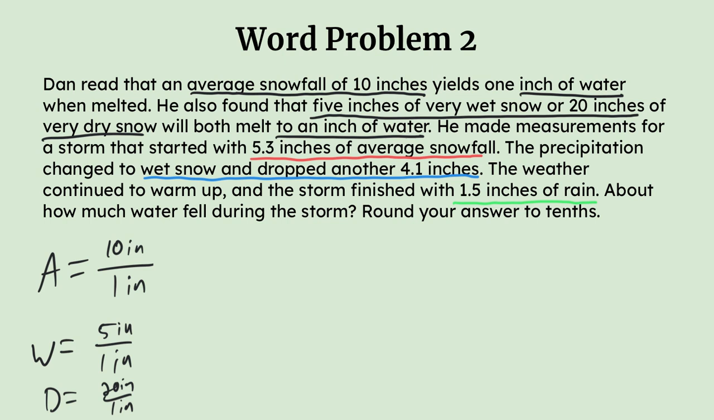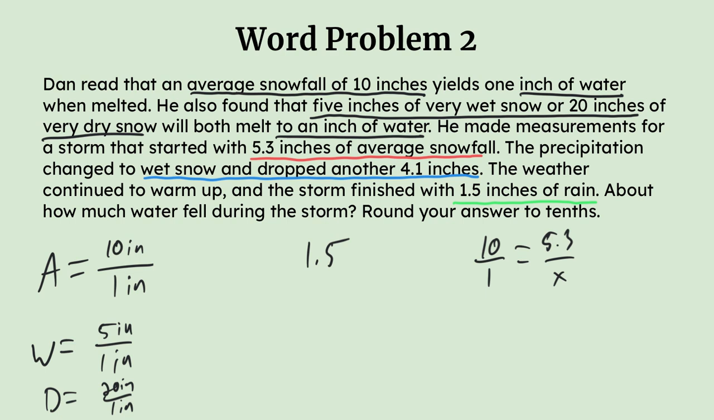So we want to find how much water fell. So we know 1.5 inches of water. Average snow, we got 5.3 inches. So that's 10 over 1 equals 5.3 over x. Are we following that? We're saying we know that there's 10 inches of average snowfall per 1 inch of water. So 5.3 inches of average snowfall would equal how much water?